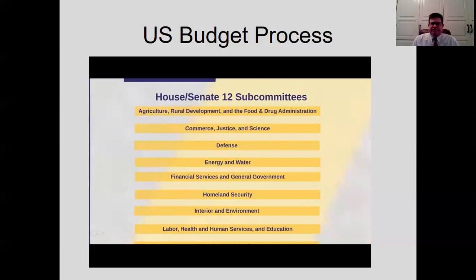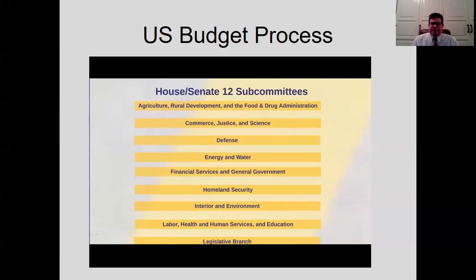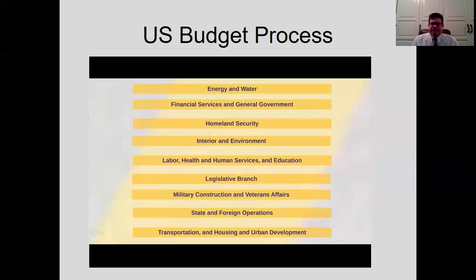The 12 subcommittees are Agriculture, Rural Development, and the Food and Drug Administration; Commerce, Justice and Science; Defense; Energy and Water; Financial Services and General Government; Homeland Security; Interior and Environment; Labor, Health and Human Services and Education; the Legislative Branch; Military Construction and Veterans Affairs; State and Foreign Operations; and Transportation and Housing and Urban Development.